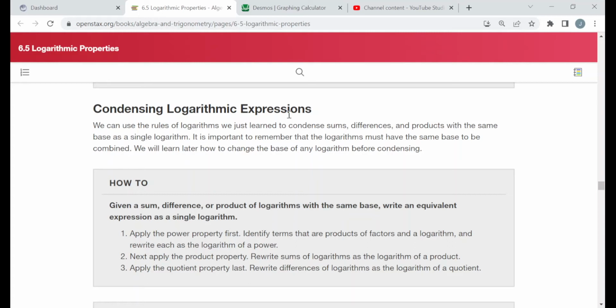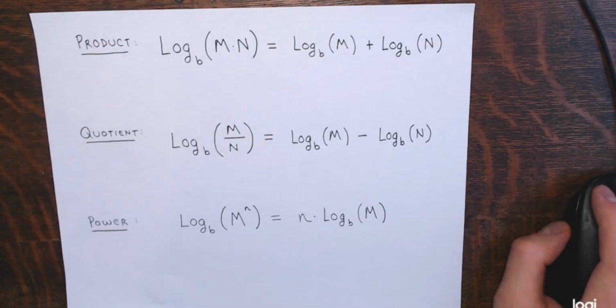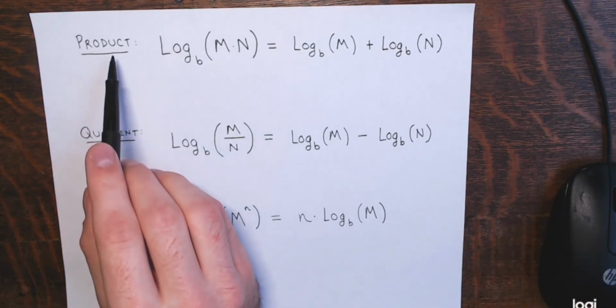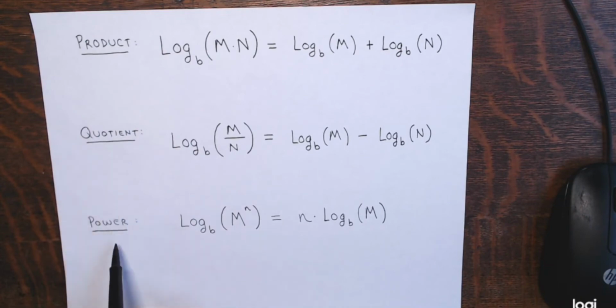Now for condensing logarithmic expressions, we're going to be given an expression involving logarithms and asked to write it as a single logarithm using the properties that we saw in expanding logarithmic expressions in previous videos from this section. These properties here. Remember the product rule for logarithms, the quotient rule, and the power rule.